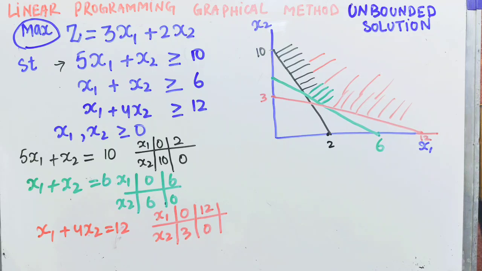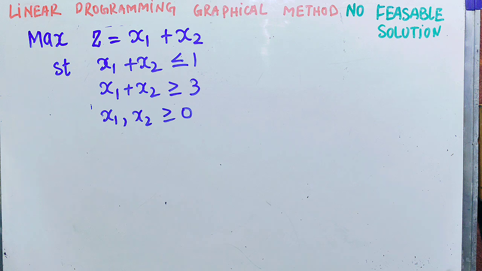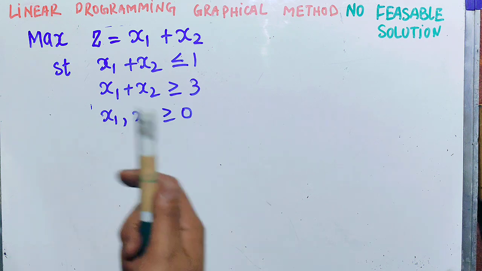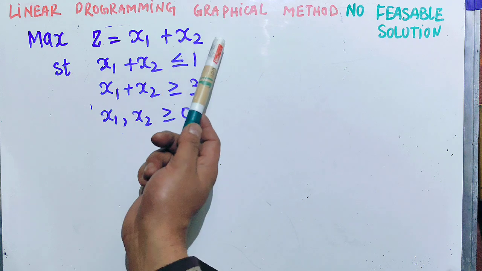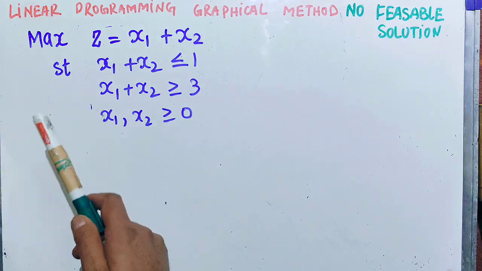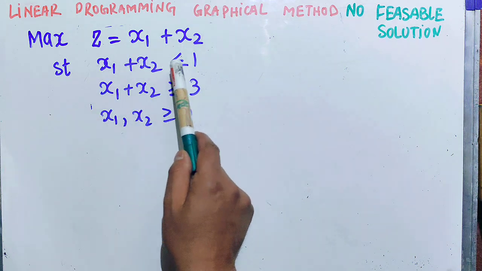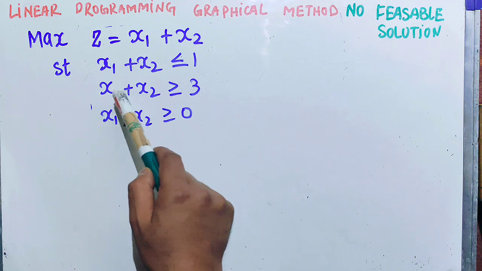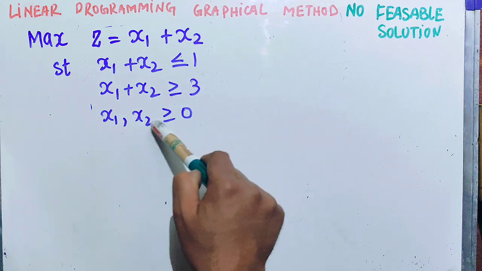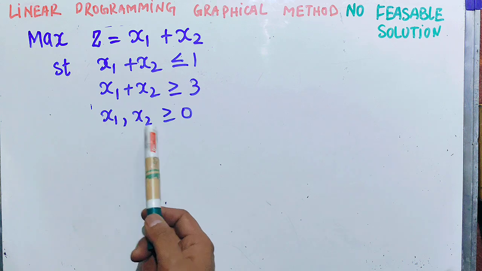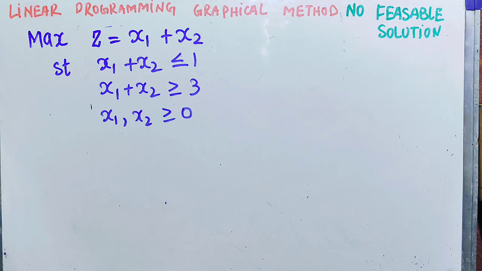So in this case we will have what we call unbounded solution. We'll solve a linear programming problem using graphical method and take the case of no feasible solution. Okay, so we want to maximize our objective function, that is z is equal to x1 plus x2 subject to the constraints, that is x1 plus x2 less or equal to 1, x1 plus x2 greater or equal to 3, and we have this non-negative restriction, that is x1 and x2 are greater or equal to 0.